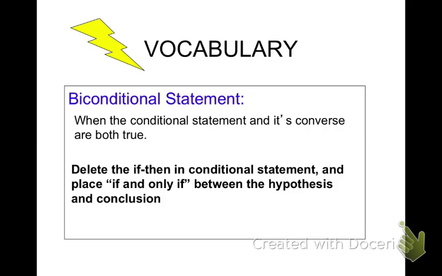So we're literally going to delete the word if, delete the word then. So that all I will have left is the hypothesis and the conclusion. And then I'm going to input the words if and only if directly between the hypothesis and the conclusion. Not in front of the hypothesis, not at the end of the conclusion, directly in between the two. Okay? And students always mess this up. So make sure it goes directly in between.